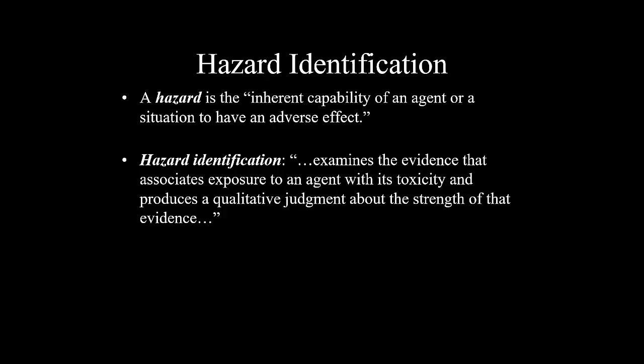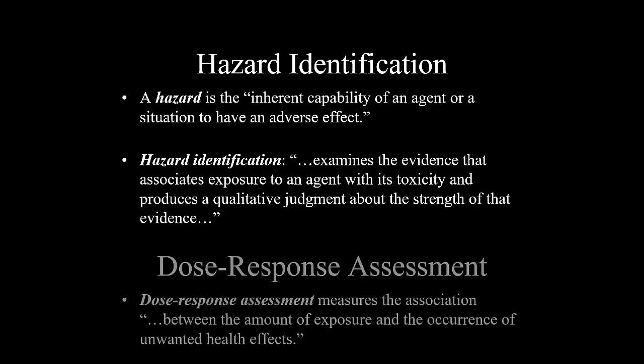As such, hazard identification examines the evidence that associates exposure to an agent with its toxicity and produces a qualitative judgment about the strength of that evidence. This basically means that it identifies a substance as a hazard. The dose-response assessment, which we've already discussed, measures the association between the amount of exposure and the occurrence of unwanted health effects.